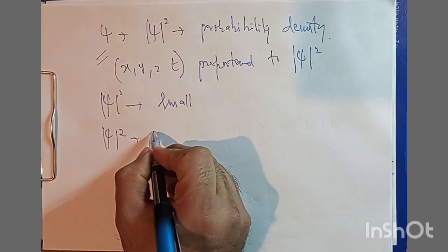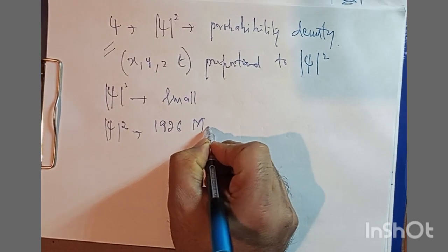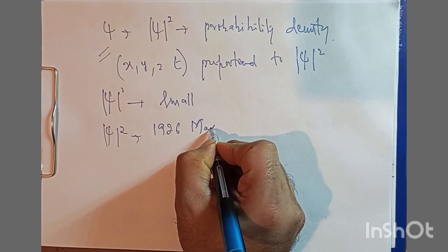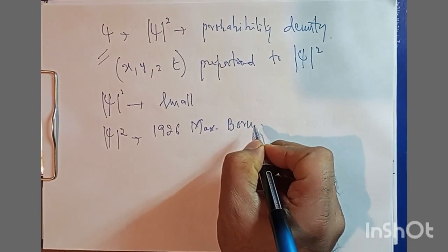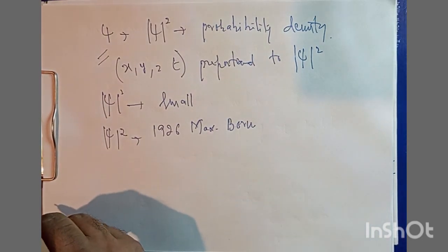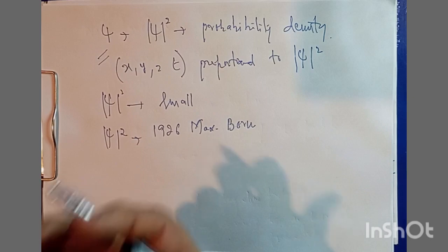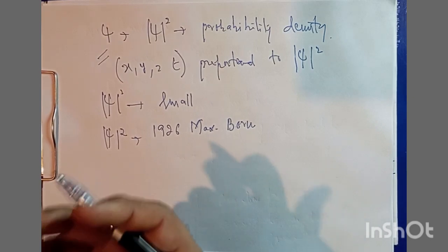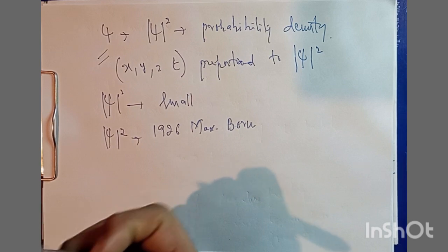It was in 1926 probably, that if the probability is less, we cannot rule it out. That means there is some probability that the particle can be at that position, even though the magnitude of psi, psi star, is extremely small.